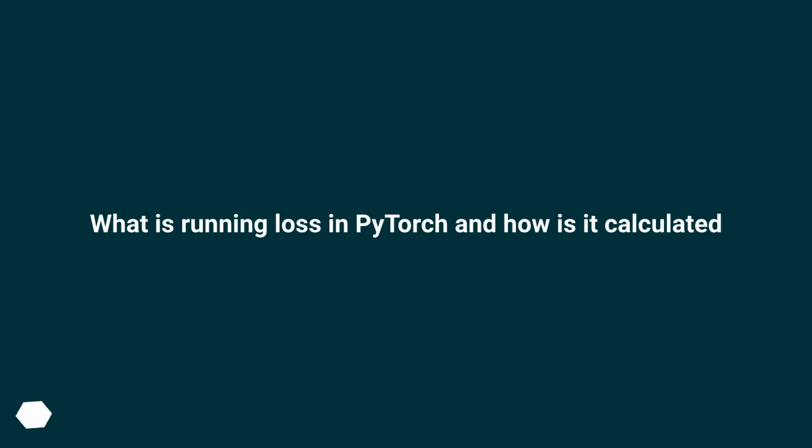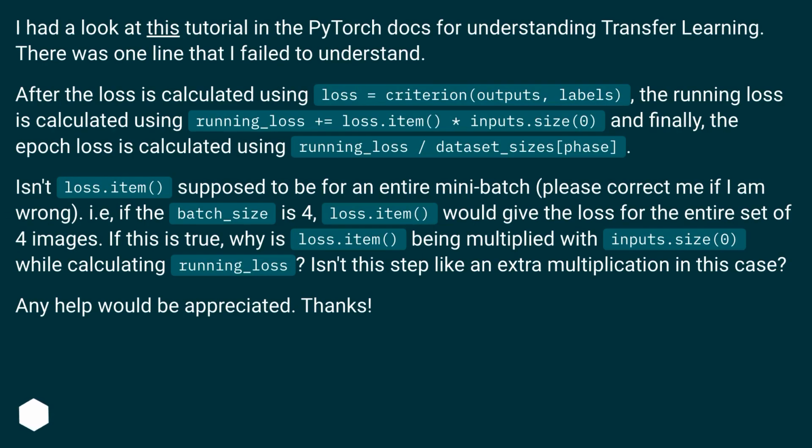What is running loss in PyTorch and how is it calculated? I had a look at this tutorial in the PyTorch docs for understanding transfer learning. There was one line that I failed to understand.